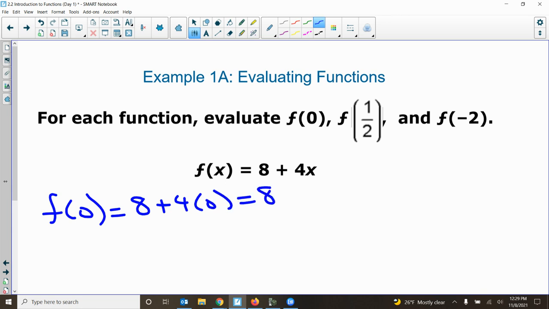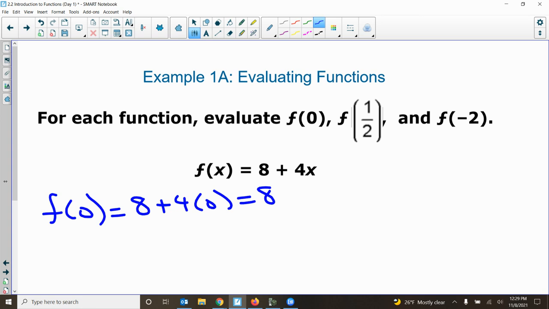So what point would have to be on that graph? Well, give me an x and a y. 8, 0. Now, 0, 8. 0, 8, right? Isn't 0, 8 on this graph somewhere? Okay. X is 0, y is 8, so 0, 8 is on the graph.